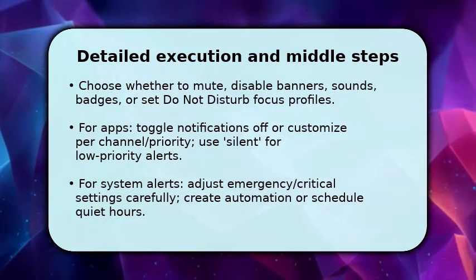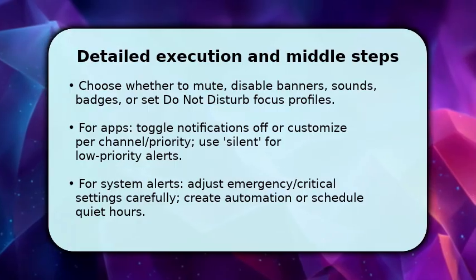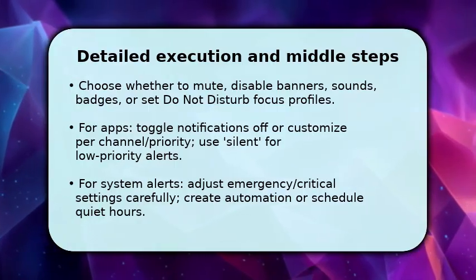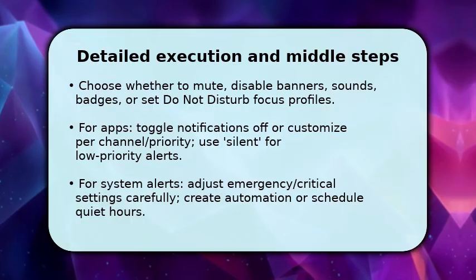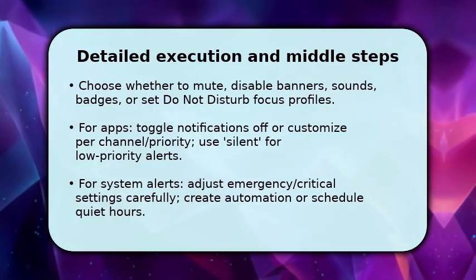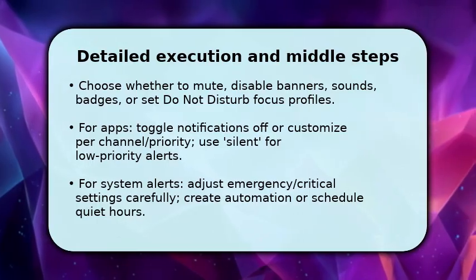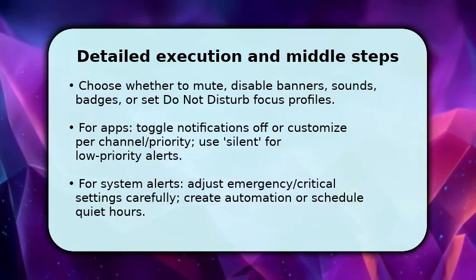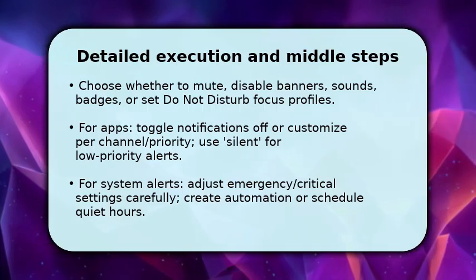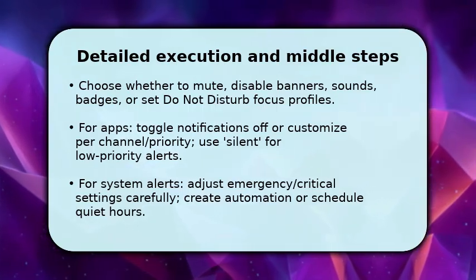Decide if you need to mute just the sound, hide banners, or fully disable notifications from the app. For apps with channels or categories, open each channel and set it to silent or off so you keep essential notifications while stopping noise. For system-level alerts, modify critical or emergency settings cautiously.